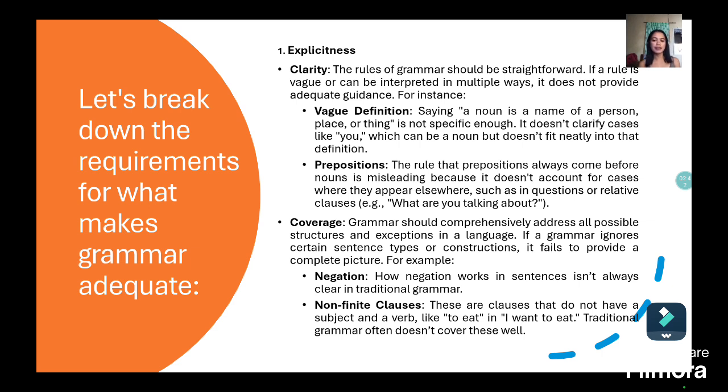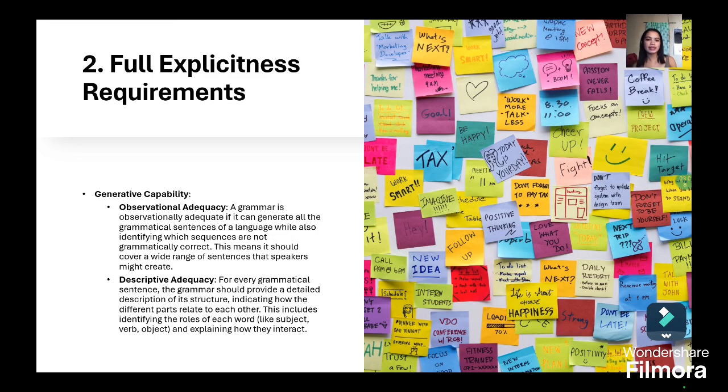The next one is non-finite clauses. These are clauses that do not have a subject and a finite verb, like "to eat" in "I want to eat." Traditional grammar often doesn't cover this as well. So that falls under explicitness, the clarity and the coverage. So the first requirement for what makes grammar adequate is explicitness. The second one is full explicitness requirements.